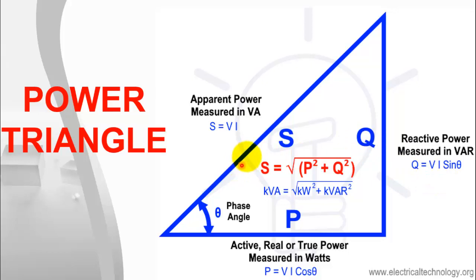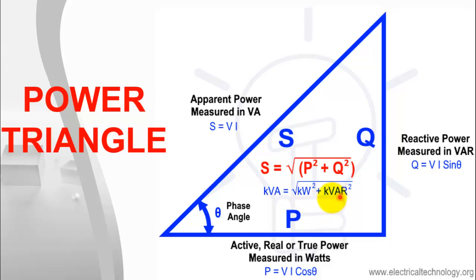Whereas on the hypotenuse, we have apparent power, which is measured in VA or kVA, and this is simply a product of voltage and current. The relation between these three types of power is S equals the square root of P squared plus Q squared. It means that apparent power, expressed in kVA, is made up of both the kilowatts and the kVAR. So this is the source, which is expressed in kVA.